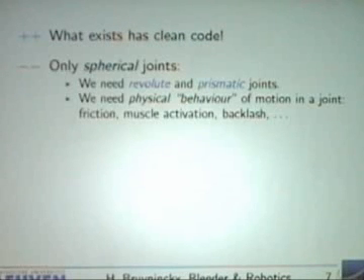One of the things is that in robotics we really need revolute and prismatic joints as the basic building blocks. Why is this? Not because you cannot use spherical joints and put constraints there, but because if you use these revolute and prismatic joints as building blocks, you can make the whole kinematics much more computationally efficient.